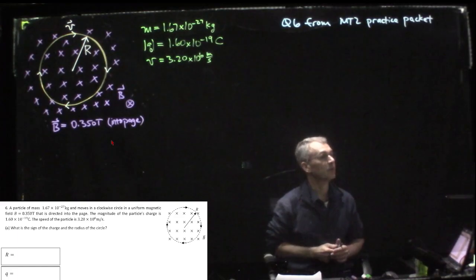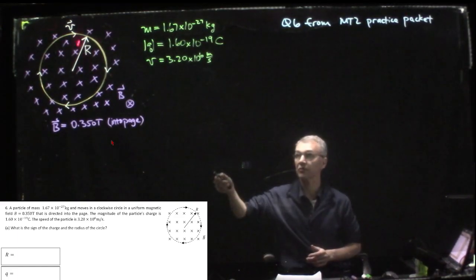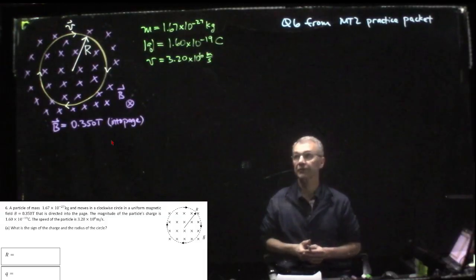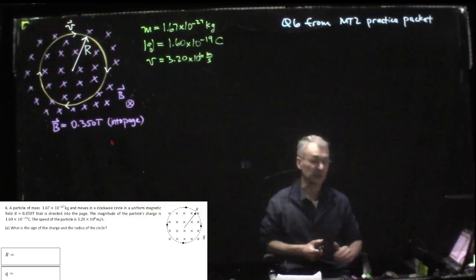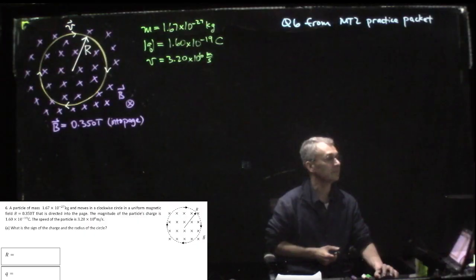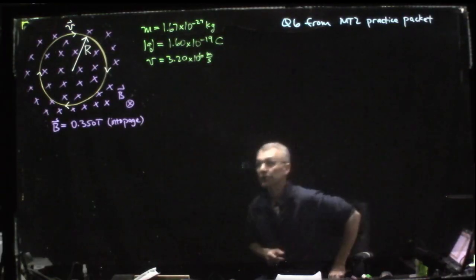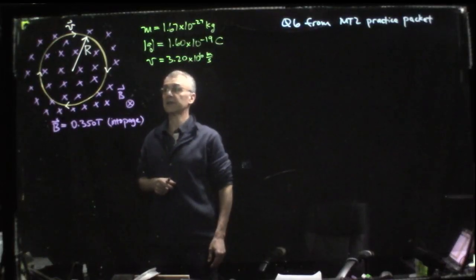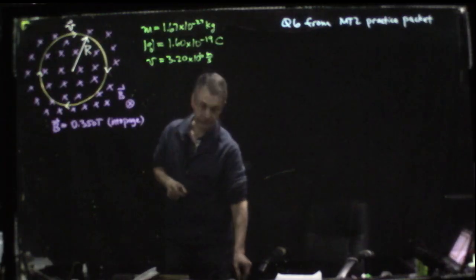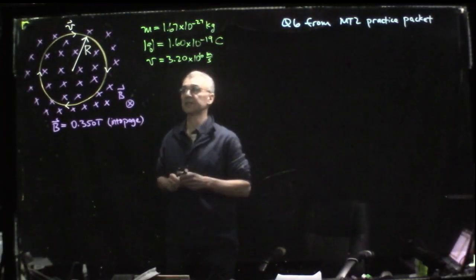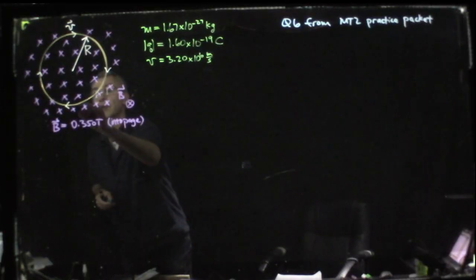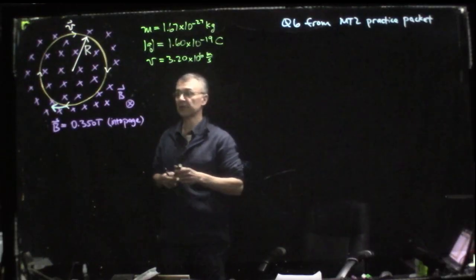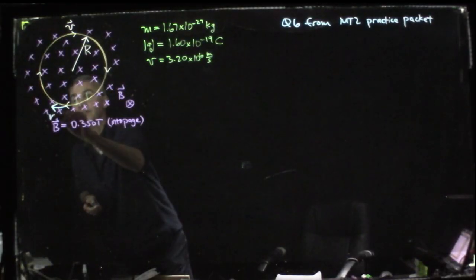So the first thing we want to determine is what is the radius of the circle and what is the sign of the charge. Is it positive or negative? So let's pick some point on the orbit and see which way the magnetic force would point on it. I'll pick the bottom of the orbit here. So then this is my velocity vector.